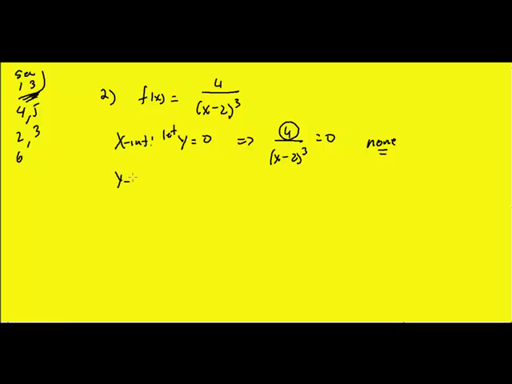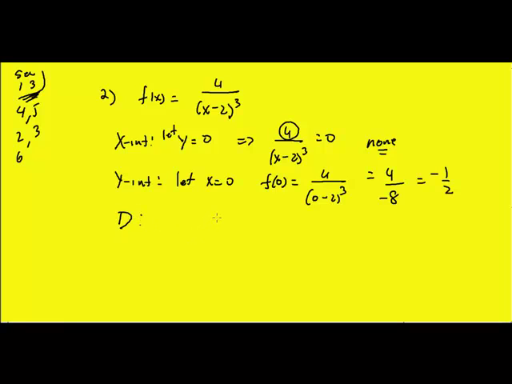Okay, y-intercept. Y-intercept means I'm going to let my x equal 0. So that means I'm going to have that same thing as doing f of 0: 4 over (0 minus 2) cubed, which is going to give you 4 on the top and negative 8 on the bottom. And the answer is negative 1 over 2. That's the y-intercept.